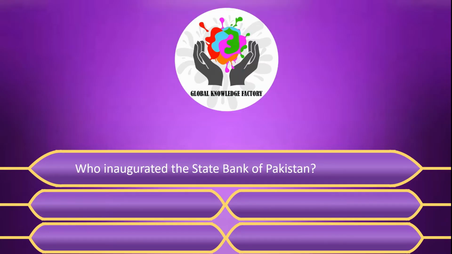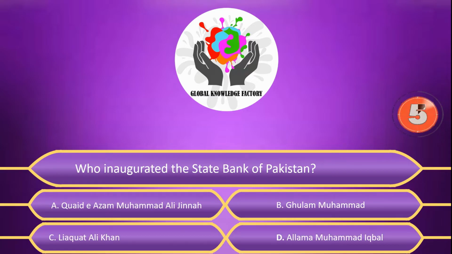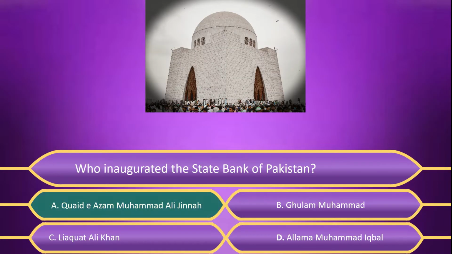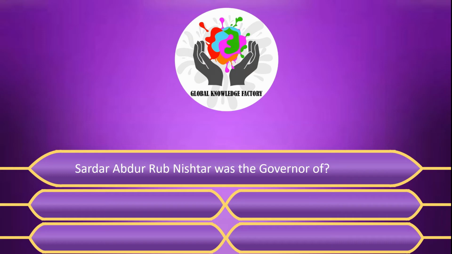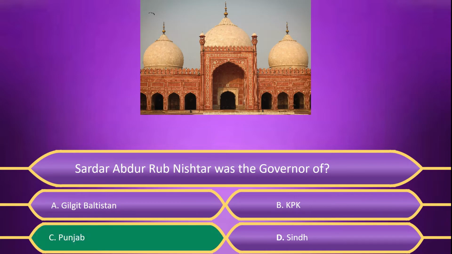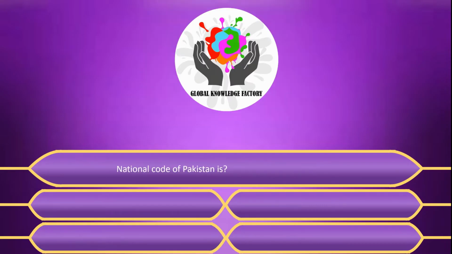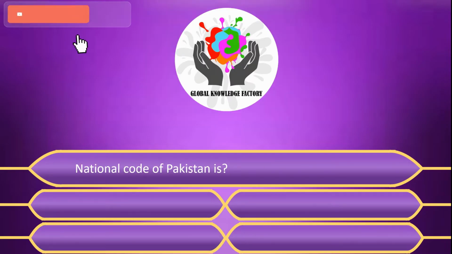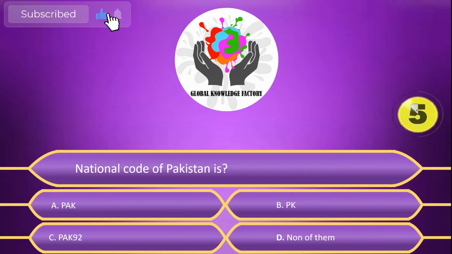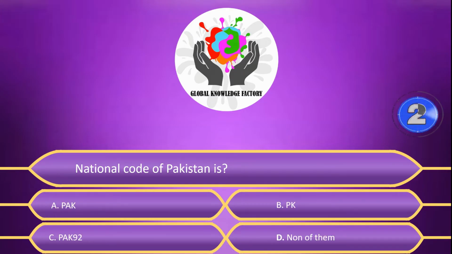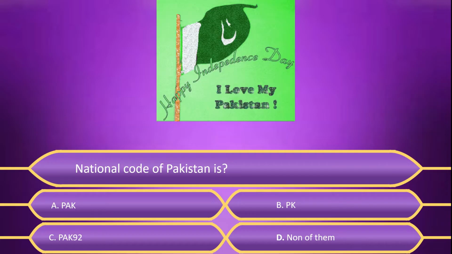Who inaugurated the State Bank of Pakistan? Answer is Qaid-e-Azam Muhammad Ali Jinnah. Sardar Abdurrab Nishtar was the governor of? Answer is Punjab. National Code of Pakistan is? Answer is PK.